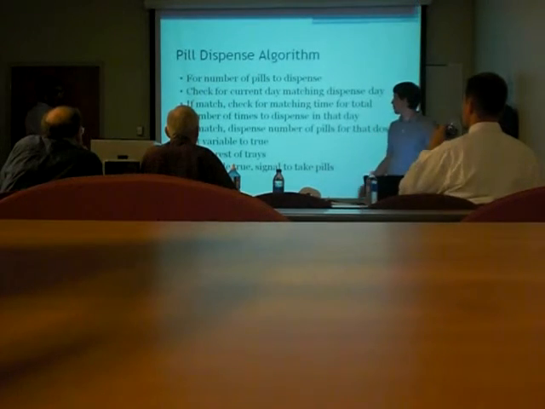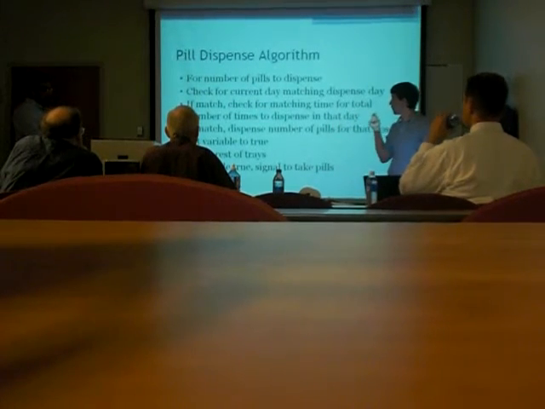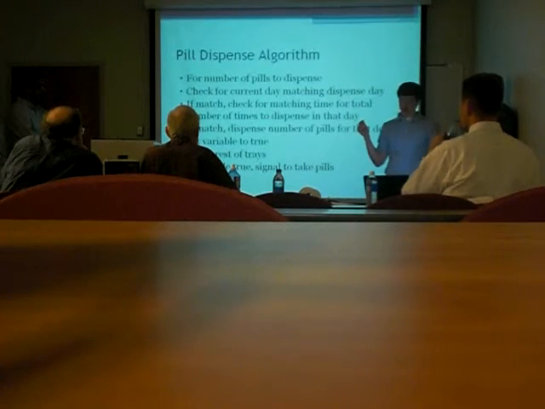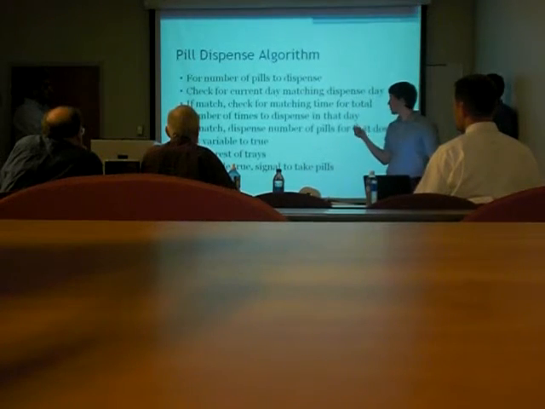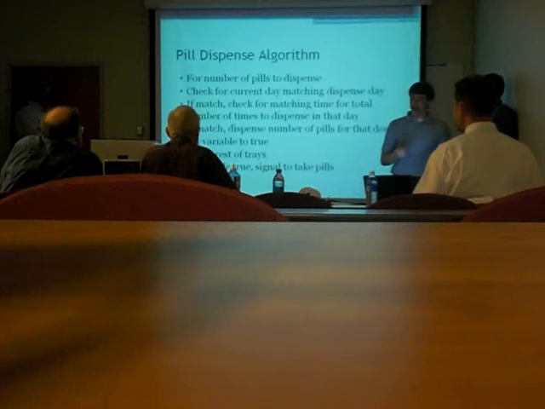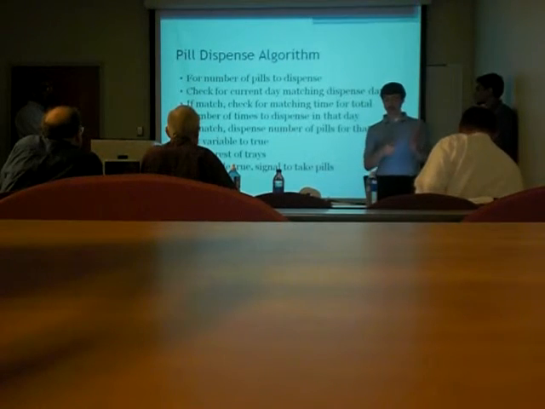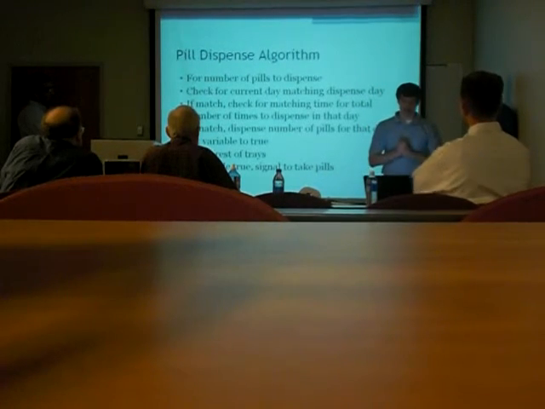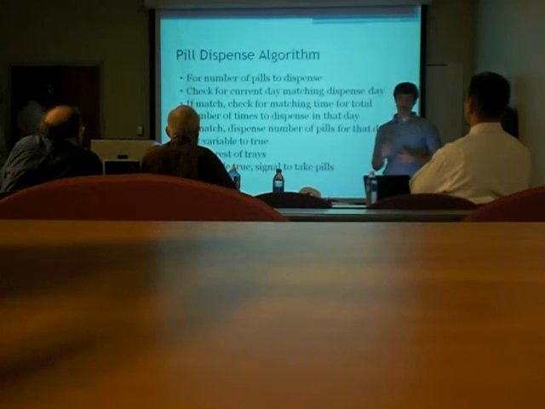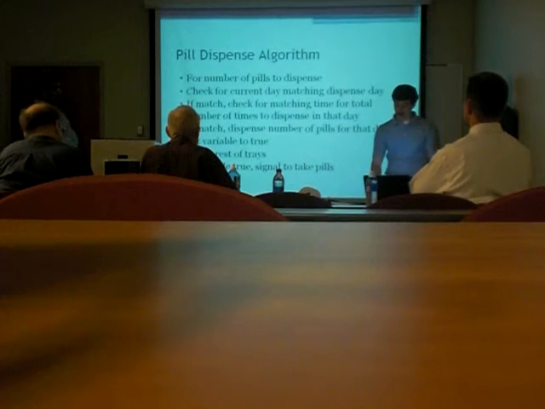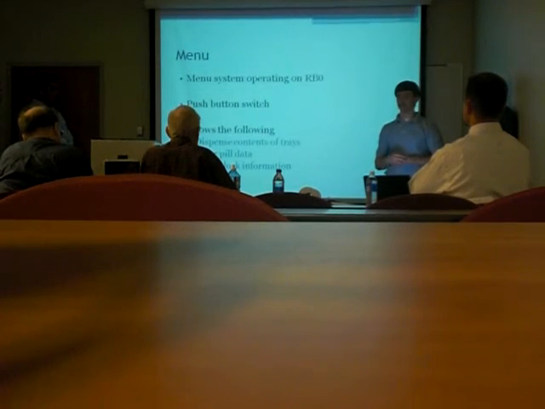The pill dispensing algorithm would be: check for the number of pills to dispense, check if the current day matches the day that should be dispensed. If we have a match, we check for a matching time in the number of minutes and number of times to dispense in that day. If there's a match there, we dispense the number of pills for the specific dose, check the rest of the trays, and then signal the user to take their pills.